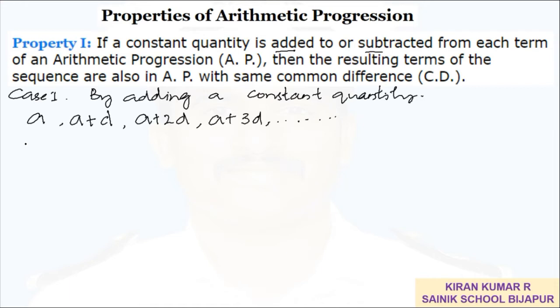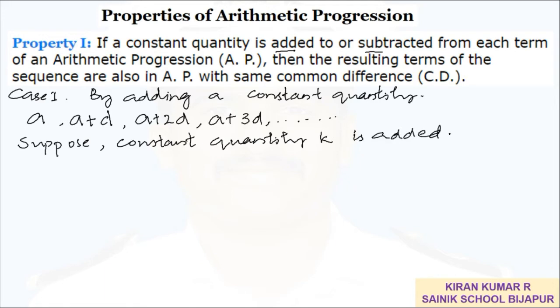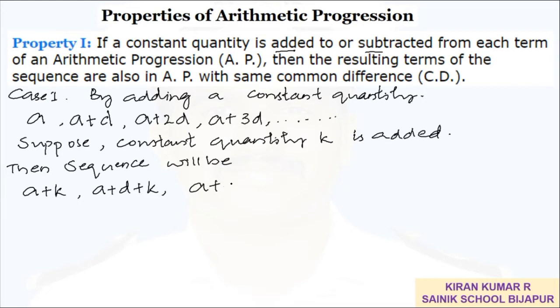Suppose a constant quantity k is added, then the sequence will be a plus k, a plus d plus k, a plus 2d plus k, and so on. Here the first term will be a plus k.